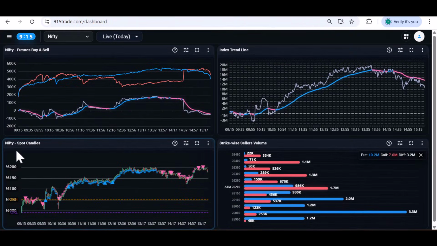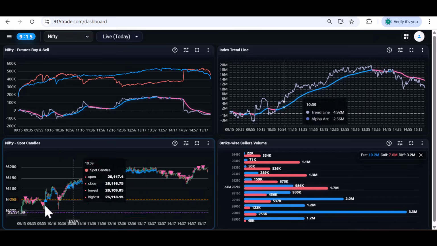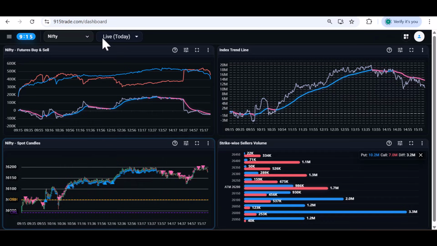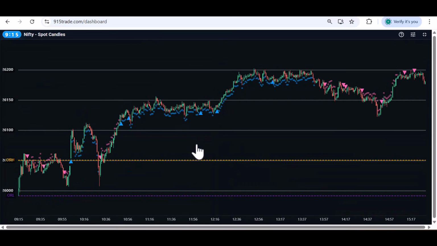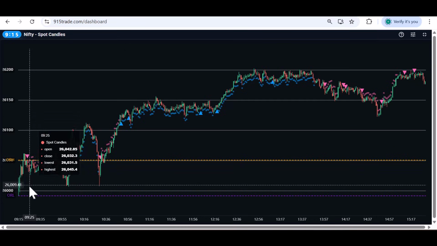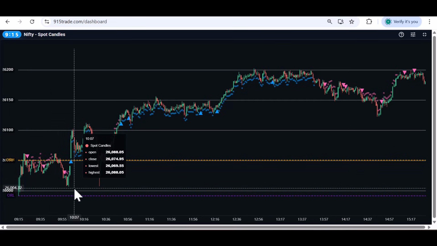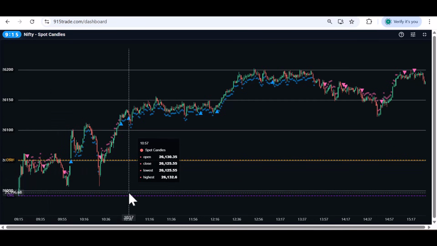Next one is the spot candles chart. For every index, we show real-time 1-minute candles of the actual spot price. In this example, you are looking at Nifty spot candles with the opening range and all important strike levels drawn right on the chart, so you instantly see where price is sitting.